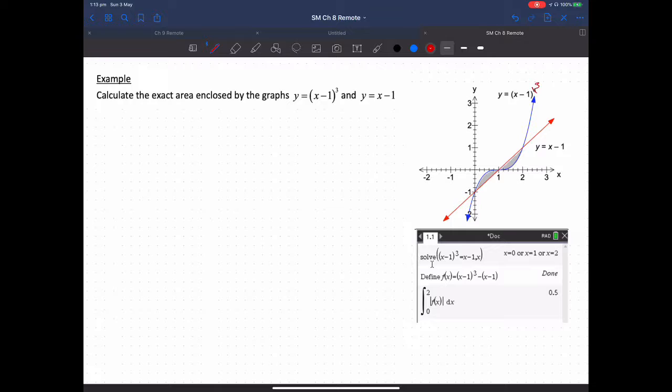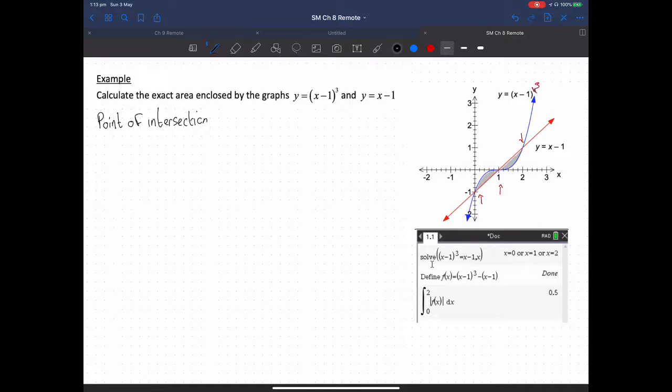Looking at this particular question, we can see that the curves cross once, twice, 3 times. So the first thing we're going to do is look for their points of intersection. That is, when the two curves equal each other. At a point of intersection, the x values are the same and the y values are the same.